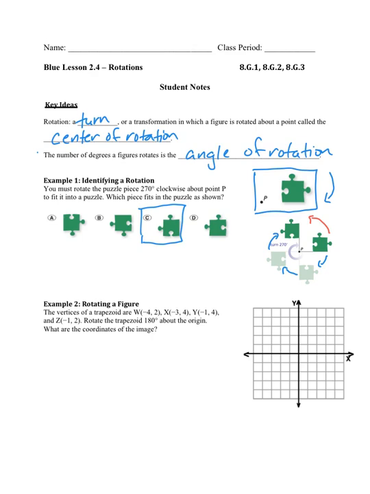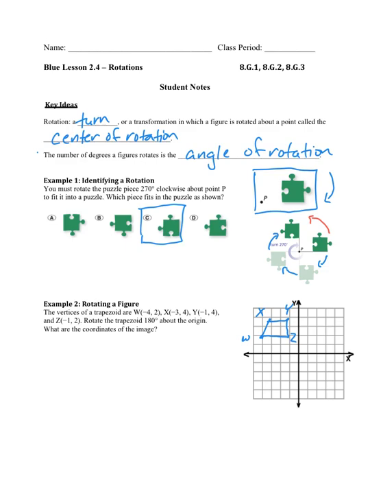All right, next we're going to rotate a figure. We're given the vertices of a trapezoid. We're going to go ahead and graph those points. So I've got (-4, 2), (-3, 4), (-1, 4), and (-1, 2). So here is my trapezoid, and I'm going to label the points W, X, Y, and Z. And I'm going to rotate this trapezoid 180 degrees about the origin.